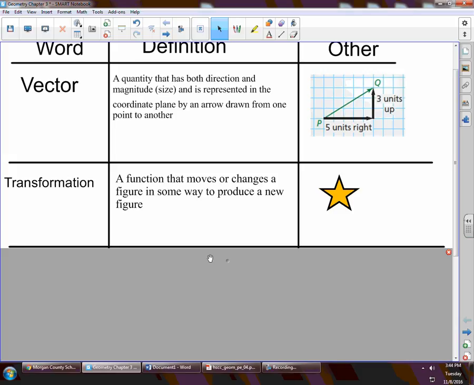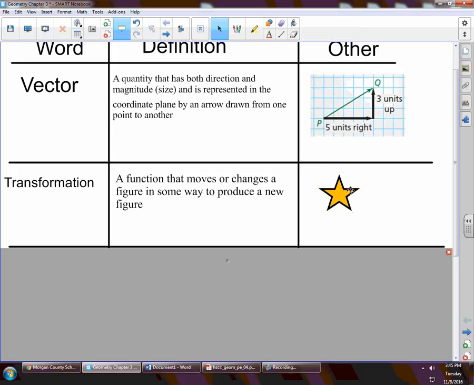A transformation is a function that moves or changes a figure in some way to produce a new figure. There are four main transformations that we're going to talk about. There is a translation, which is what we're going to do first. That is where you take your image and slide it in a direction. It can move in any direction. That's a translation. We also can do reflections.